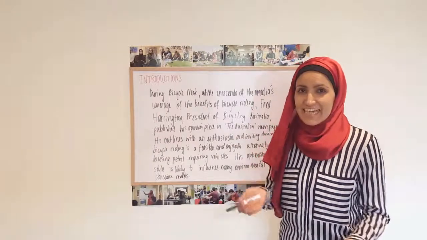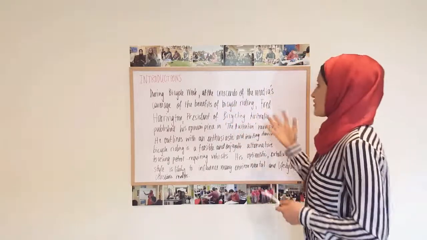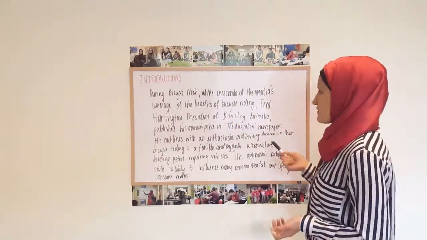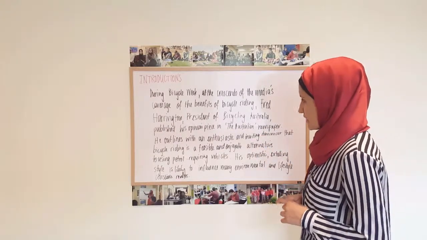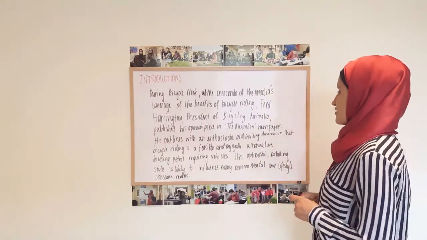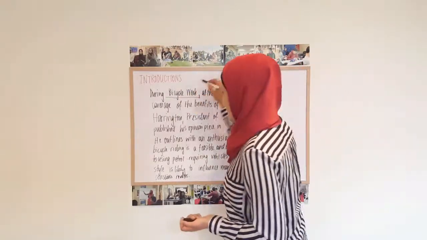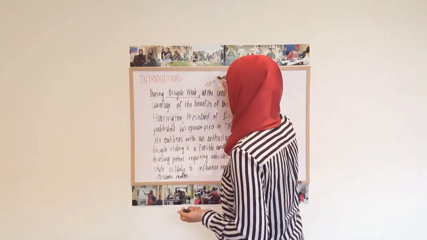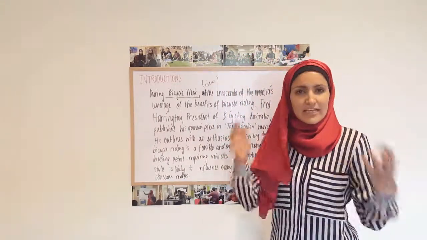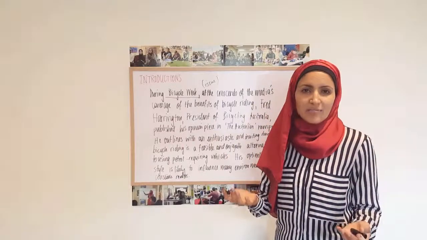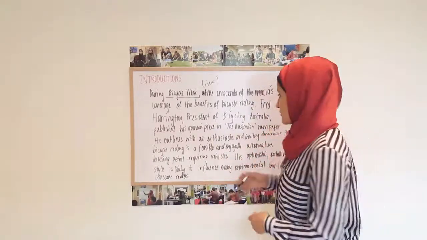Okay, and this is the second example of an introduction. So during Bicycle Week, at the crescendo of the media's coverage of the benefits of bicycle riding, Fred Harrington, president of Bicycling Australia, published his opinion piece in the Australian newspaper. So Bicycle Week or bicycle riding is kind of the issue. So this is what triggered the writing of this piece, the issue of bicycles and you having a week, an advocacy week for the use of more bicycles.